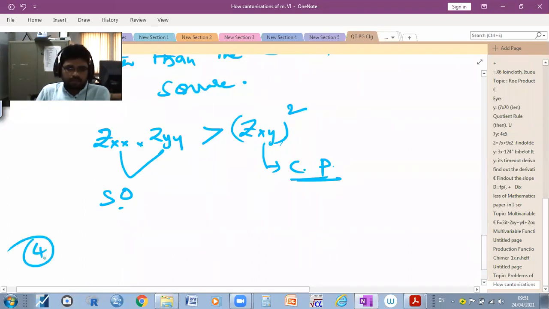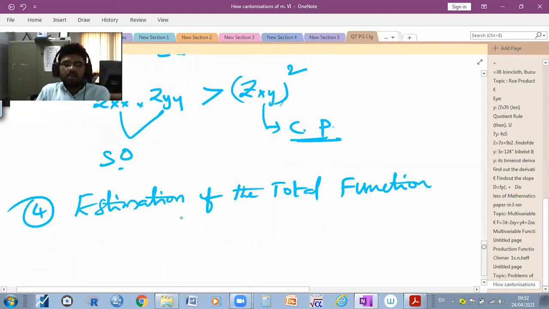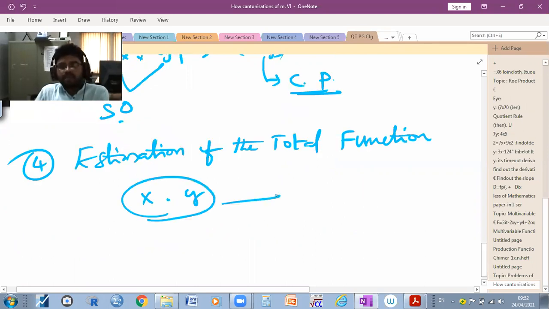Then the fourth condition is simple. That is estimation of the total function. So whatever we have done after the completion of this third step, whatever x values and y values we get, we can simply substitute these values in the main function. Then only we will get what is called estimation of the total function. Have you understood? Yes, please.